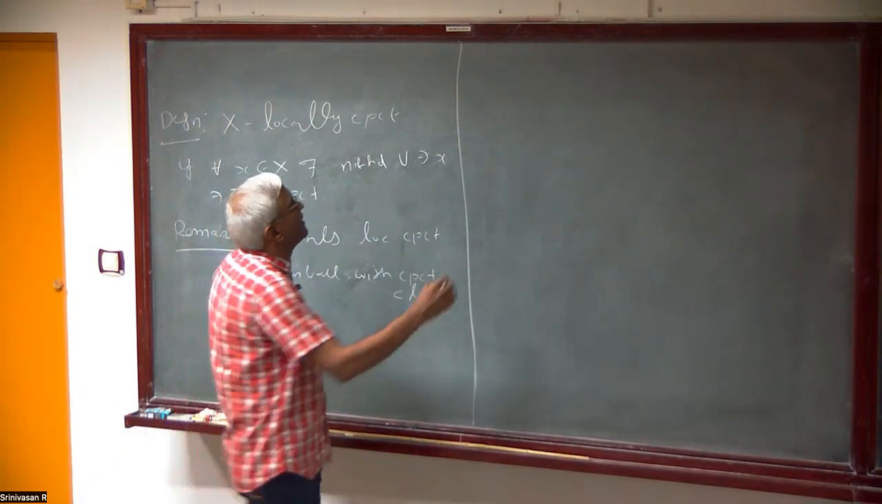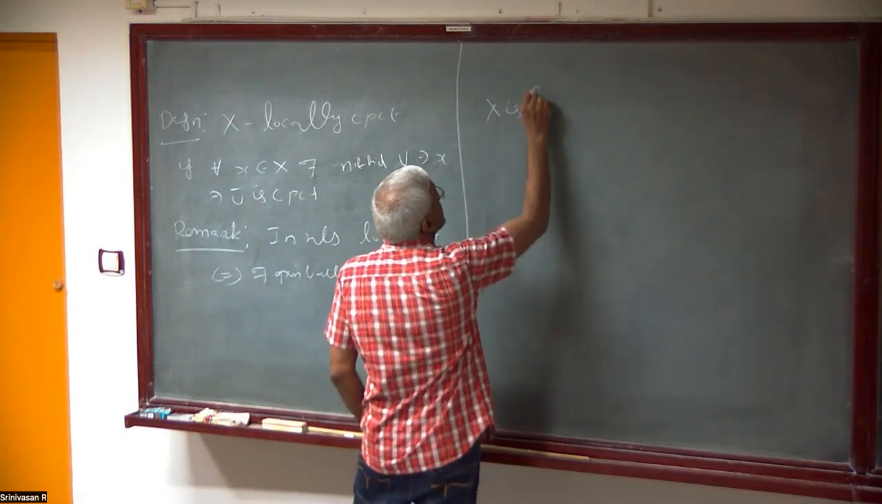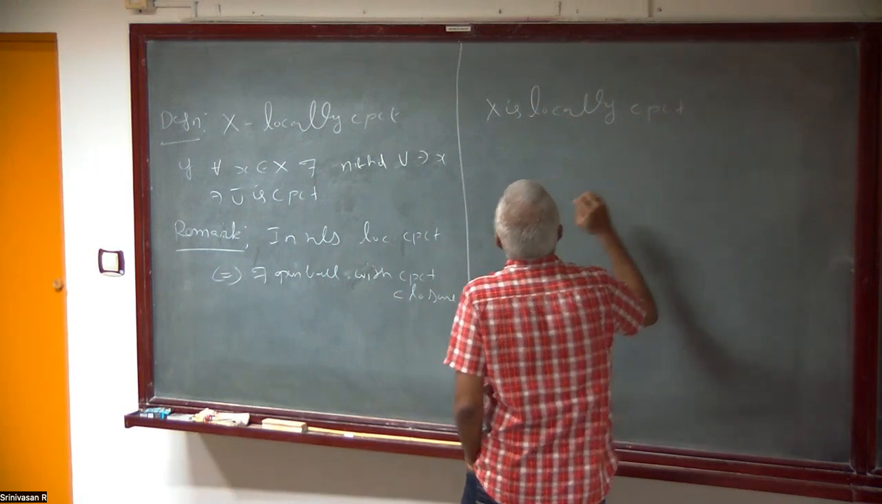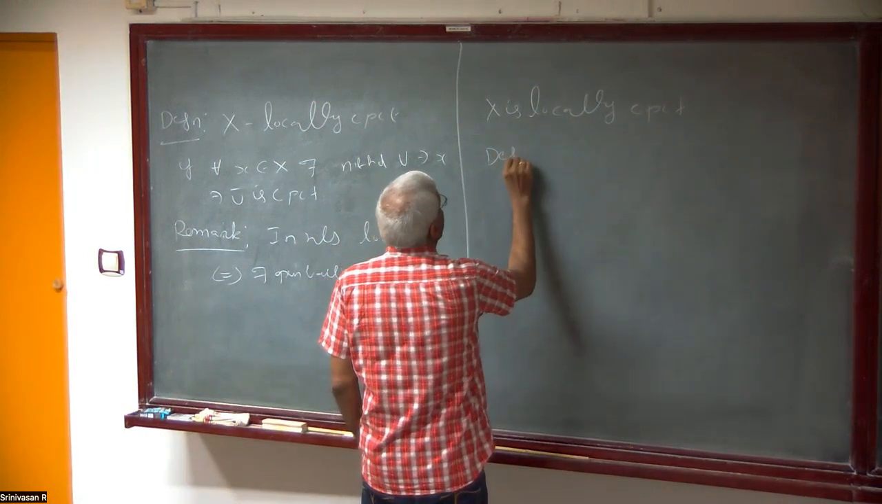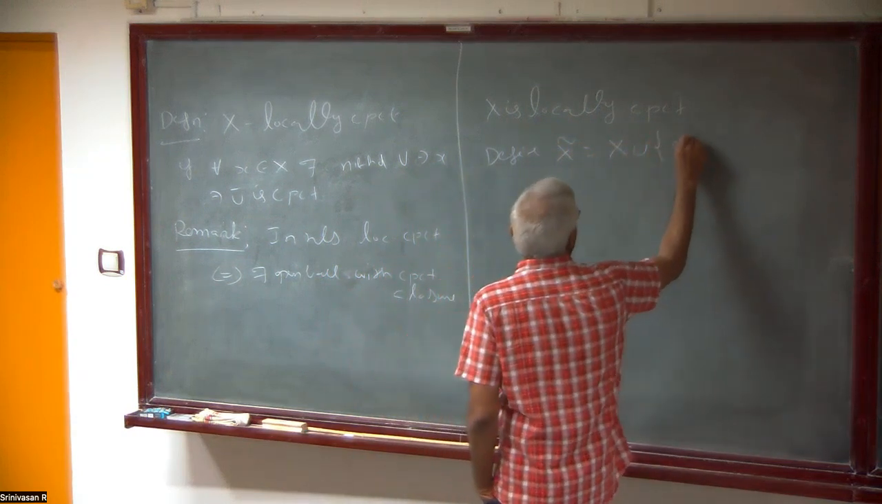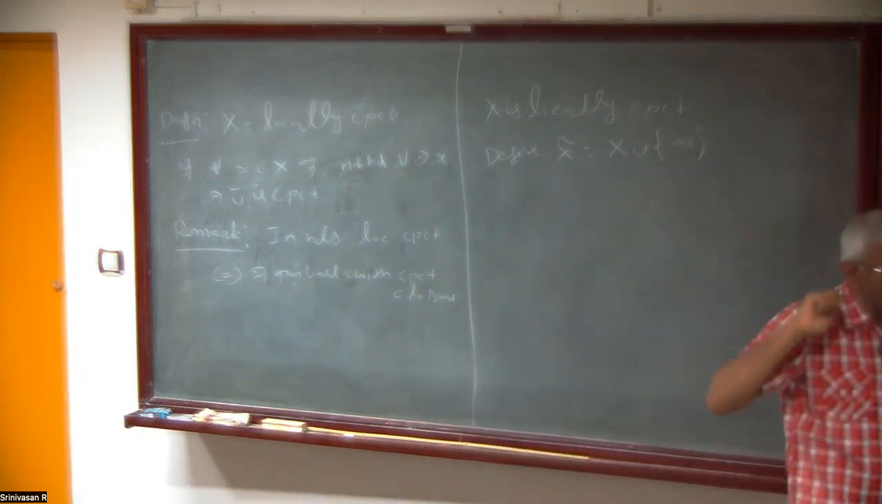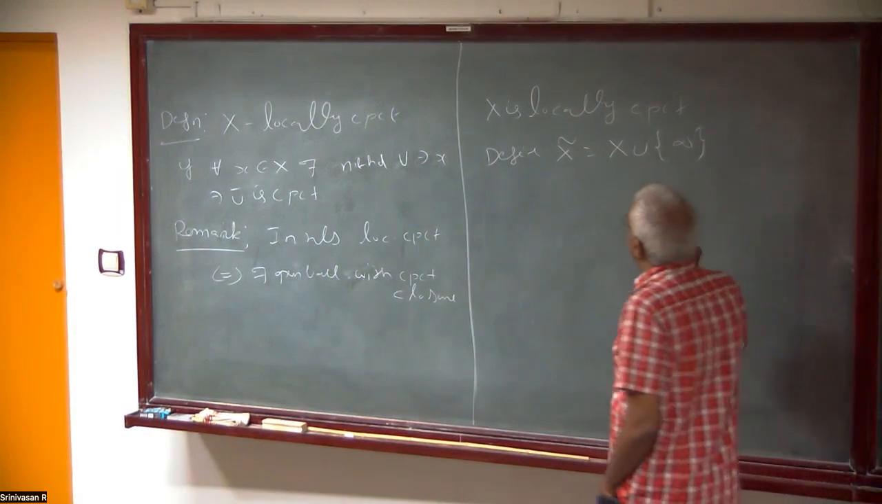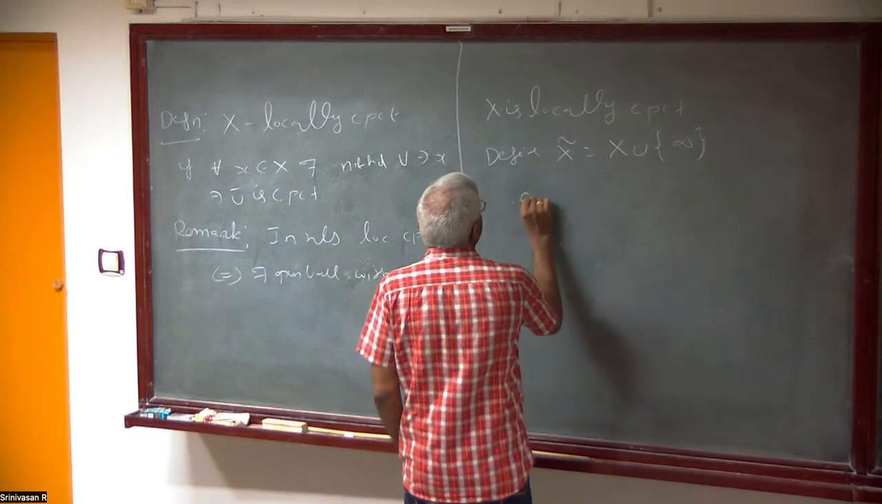So X is locally compact. This is just a symbol. Then you define X tilde to be X union a single element you add to it. You call that element infinity. Then you define a new topology on that.